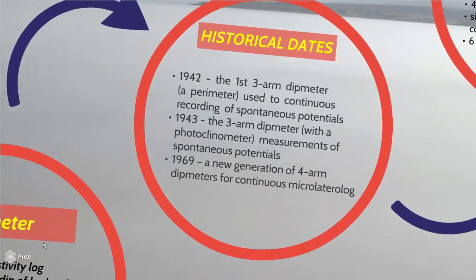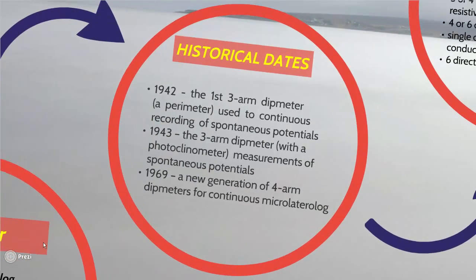The second one is historical dates. The first date is 1942. In this year the first 3-arm dipmeter was found, used for continuous recording of spontaneous potentials. The second one is 1943: the 3-arm dipmeter measurements of spontaneous potentials. And the last one, 1969, a new generation of 4-arm dipmeters for continuous microlateral log.